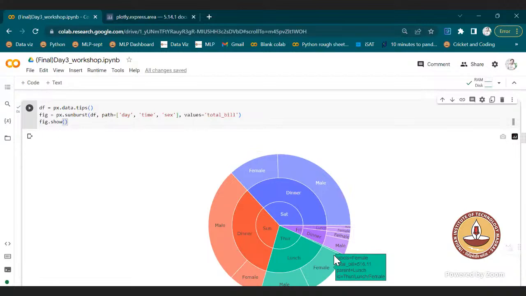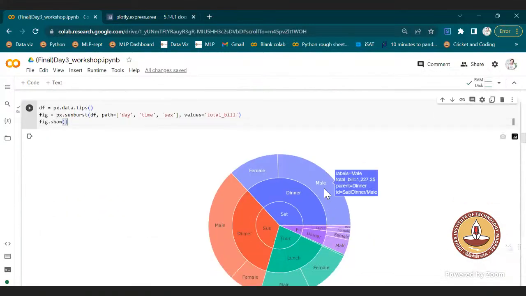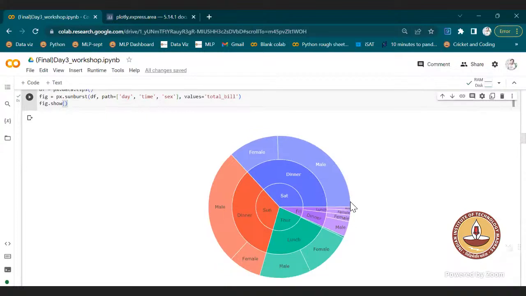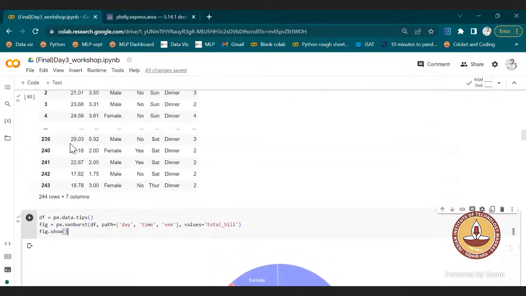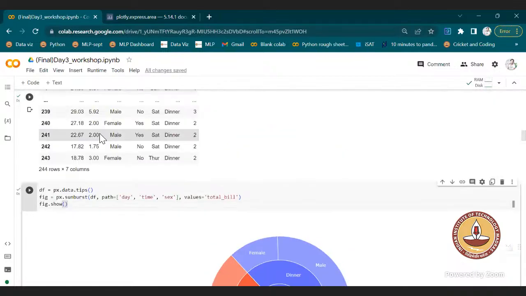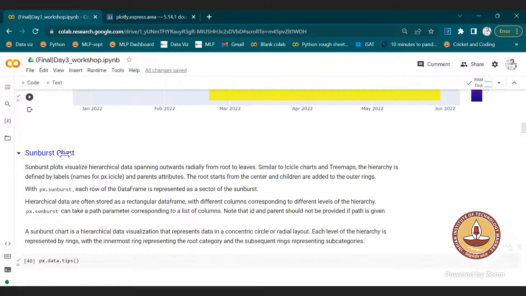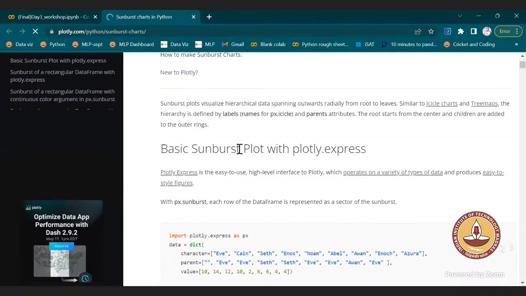Sir, is there a way to show the total bill value next to the value we display here? Like in the pie charts, below the dinner we show the value. Is there a way to show like that? I'm just asking at the inner root level, like the parent root level, at least. Will we be able to display similar to a pie chart? That's what I wanted to understand.